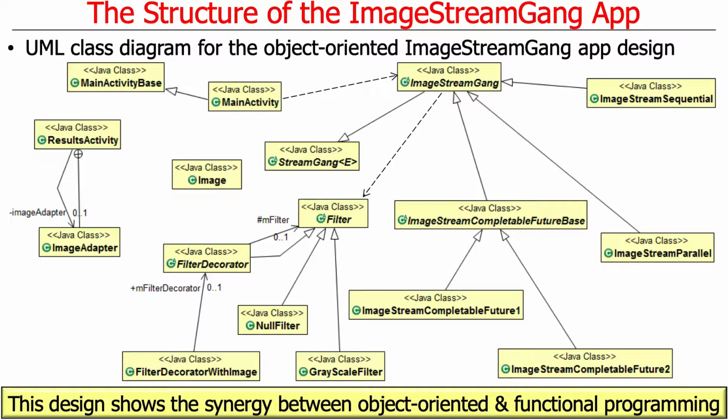And the purpose of this discussion is to try to get across why object-oriented and functional programming work best when you combine them together, like peanut butter and chocolate.